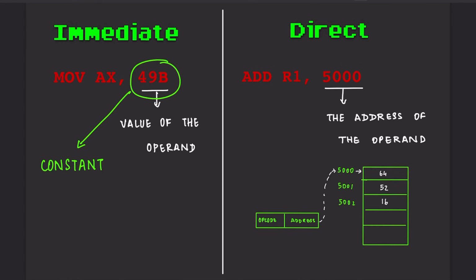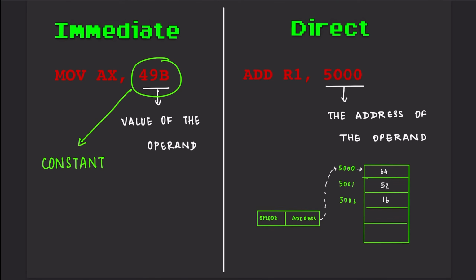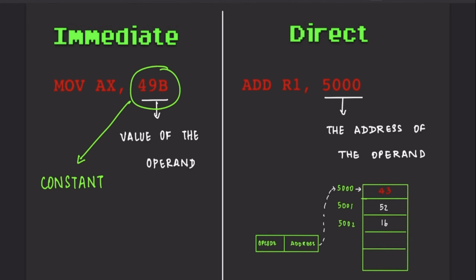Since we know that values stored in a given address are variables that vary based on what is stored in memory at a given address at a given time, the operand of the direct addressing mode will change according to the value stored in the address at the time of access.